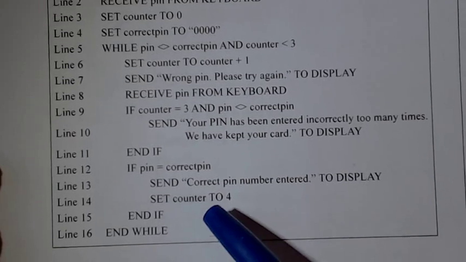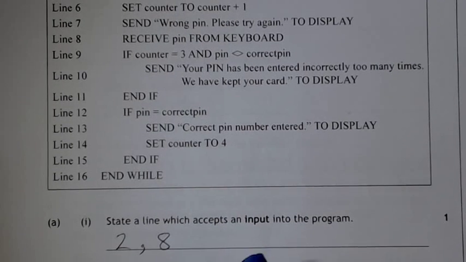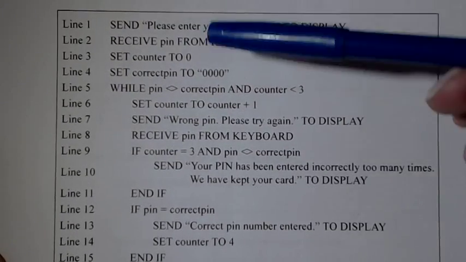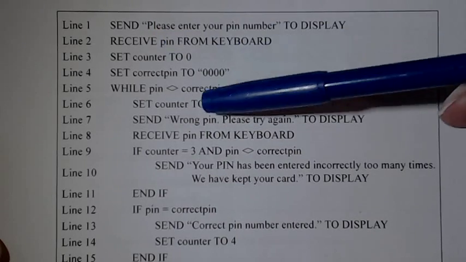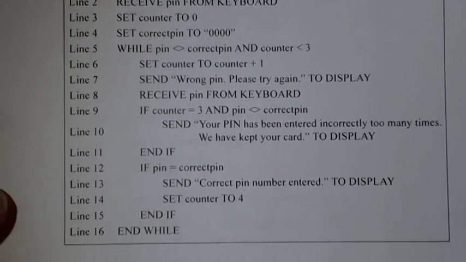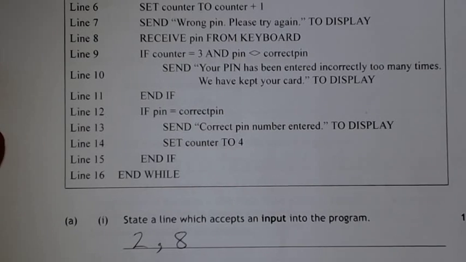Now the first question asks which lines receive an input. Accept an input, you accept a present, you receive a present. Anything with receive is an input. So you've got line 2 and you've got line 8. That's exactly what we've got here.